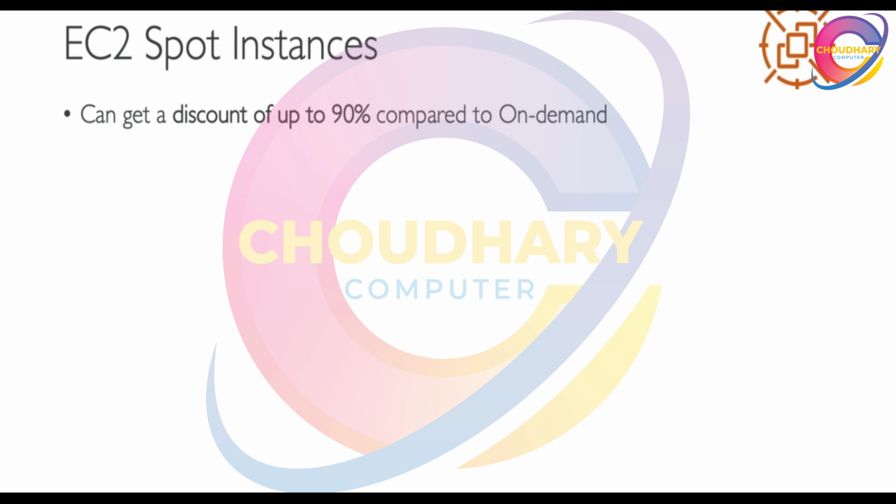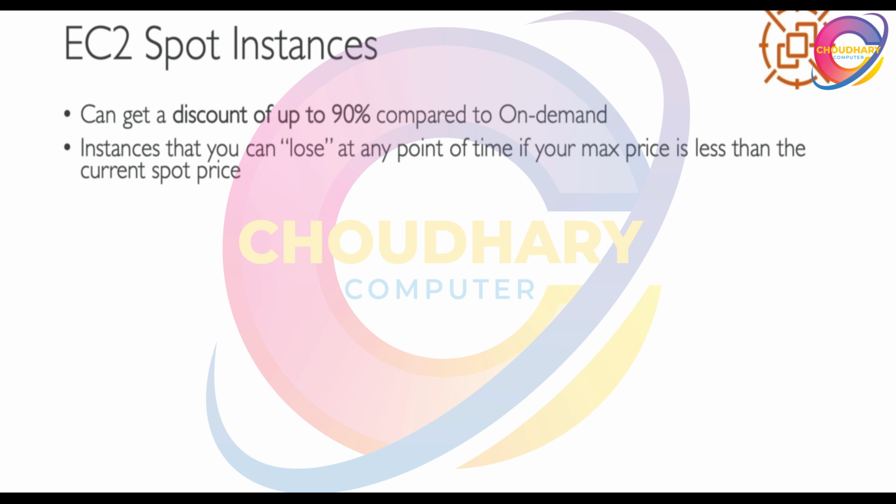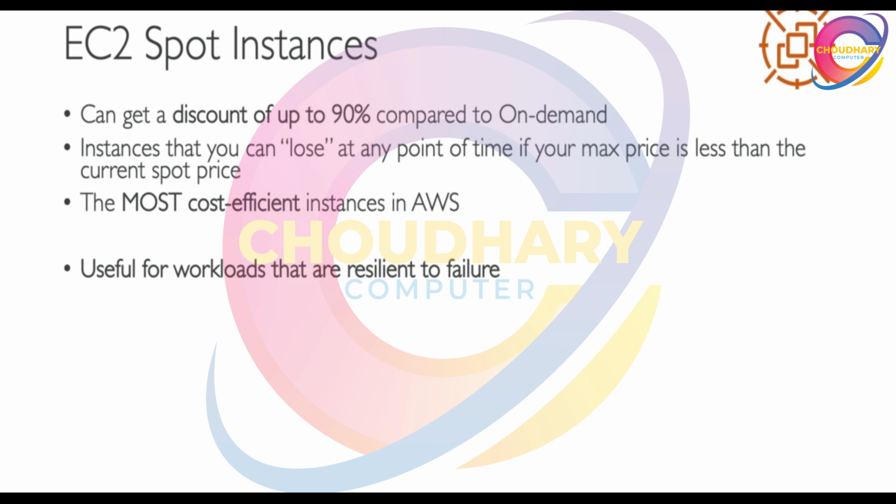Now for spot instances, they have the most aggressive discounts, so up to 90% discounts compared to on-demand. But they are instances you can lose at any point of time because you define a max price you're willing to pay for your spot instances. And if the spot price goes over it, then you're going to lose it. So they're the most cost-efficient instances in AWS, and they're going to be very helpful if you have a workload that is resilient to failure.